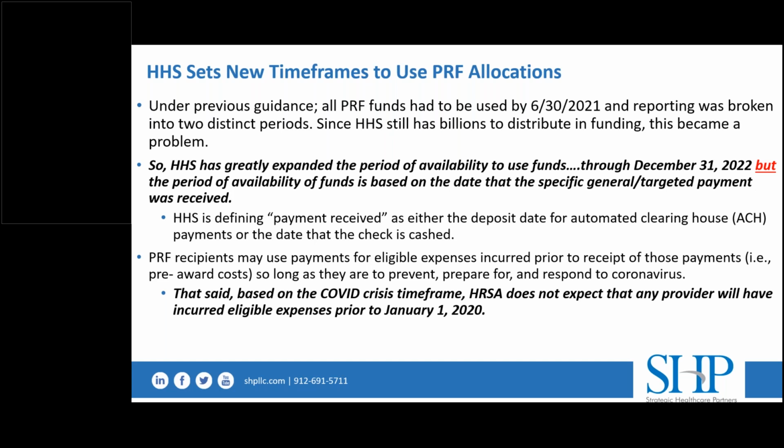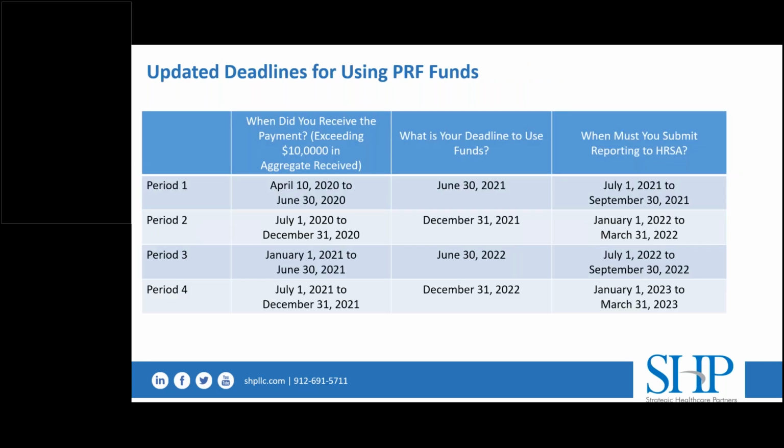All right, next slide. So what this is basically saying is that the first column is when did you get the money? The second column is what's your deadline to use it, and the third column is when do you have to report the information back to HHS, HRSA. So their first distribution was April the 10th, and that was that Medicare distribution that whoever was enrolled in the Medicare program got at the time. And so the first period is from April 10th to June 30th of 2020.